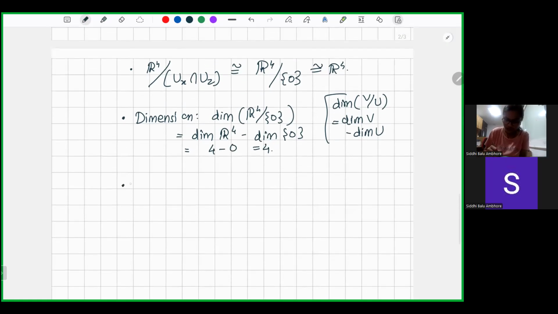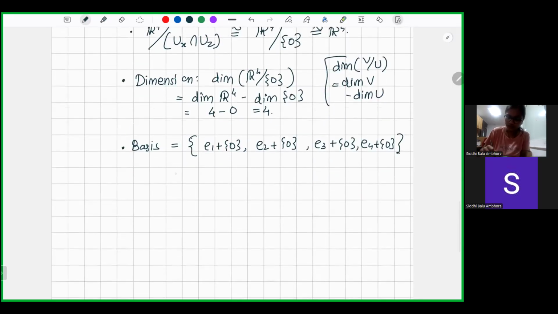And the basis will be E1 plus 0, E2 plus 0, E3 plus 0, and E4 plus 0. I hope you know what these are. This is (1, 0, 0, 0) plus 0, this is (0, 1, 0, 0) plus 0, here it is (0, 0, 1, 0) plus 0, and this is (0, 0, 0, 1).